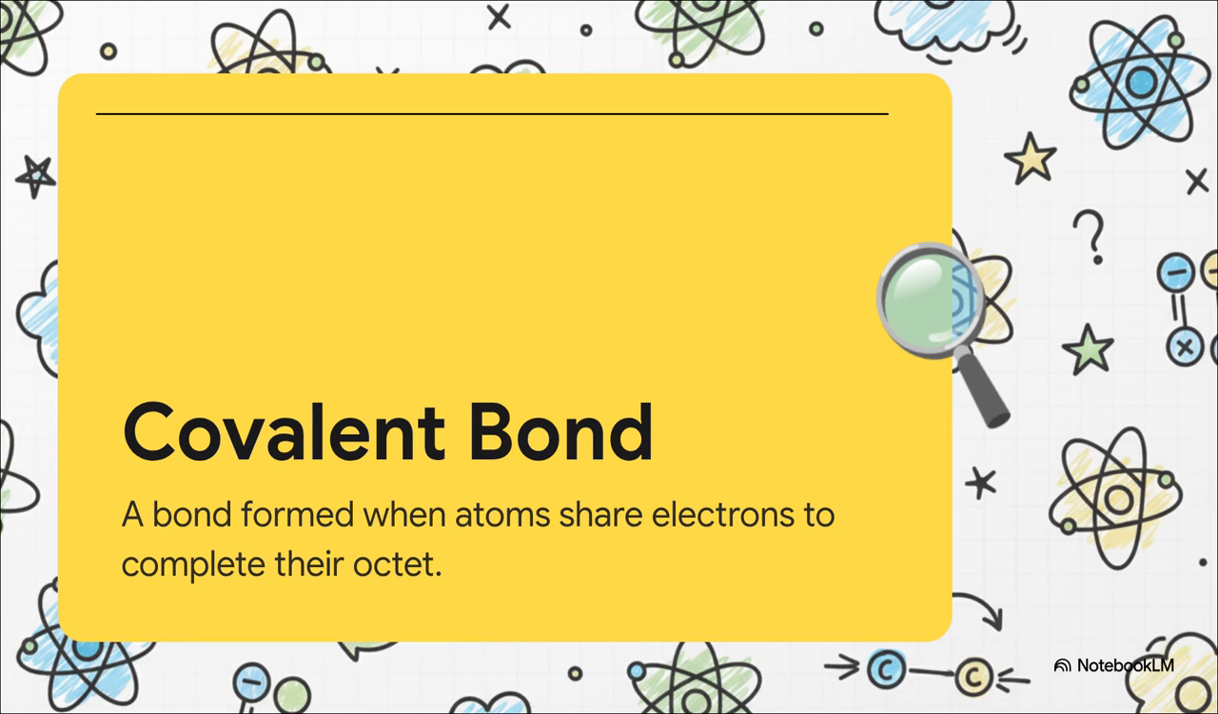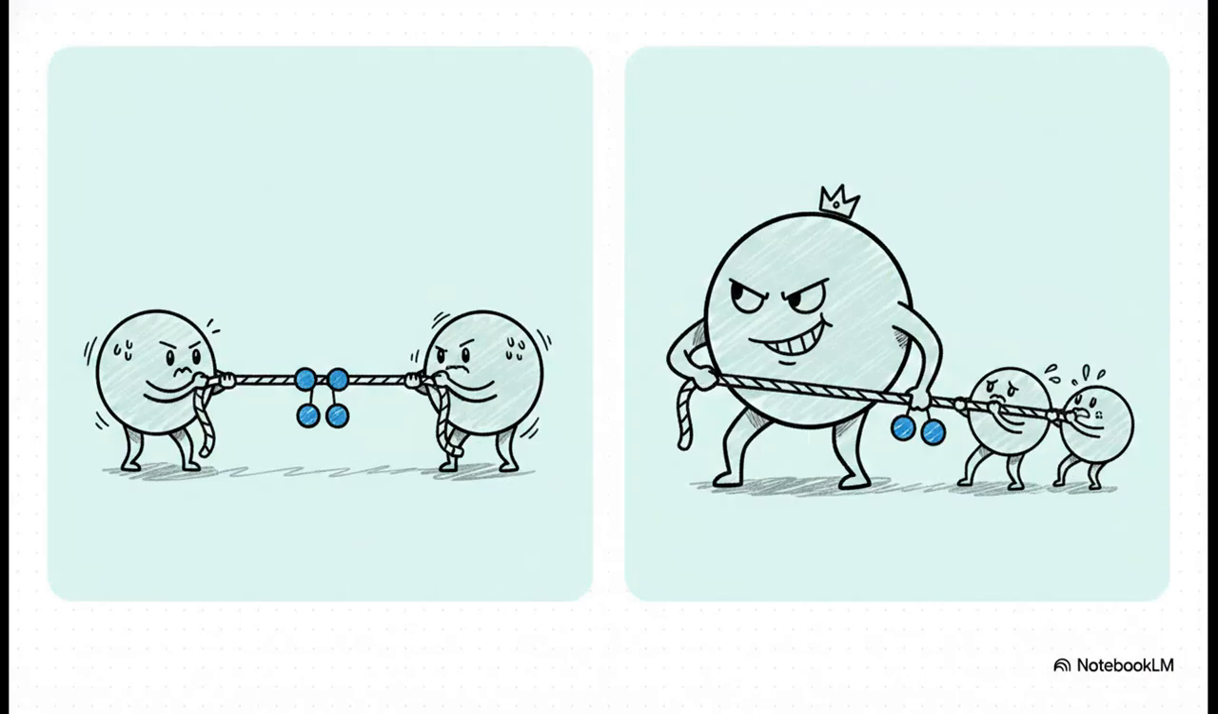Since these molecules are neutral and don't have that intense positive-negative rigid structure like ionic bonds do, covalent compounds generally have much lower melting and boiling points. Plus, they're usually pretty poor conductors of electricity. But hey, sharing isn't always perfectly fair, right? And this brilliantly illustrates the difference between the 2 types of covalent bonds.